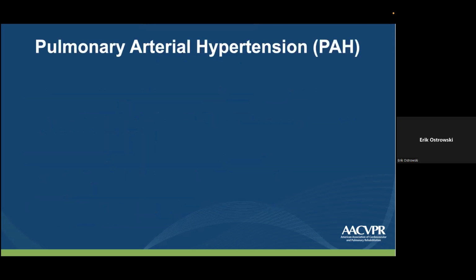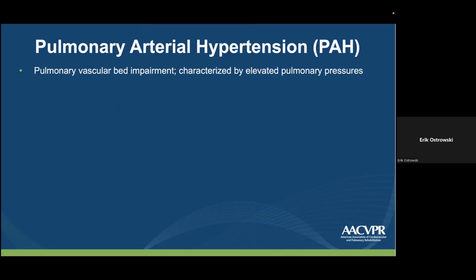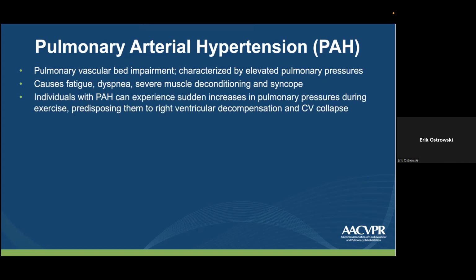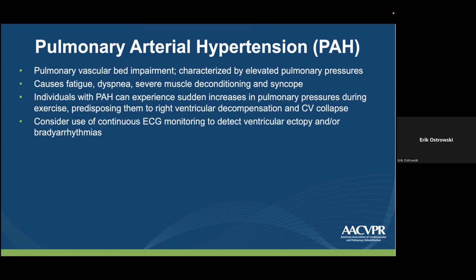Next is pulmonary arterial hypertension. So this is where a patient has pulmonary vascular bed impairment characterized by elevated pulmonary pressures. This causes fatigue, shortness of breath, muscle deconditioning, and syncope. Individuals with pulmonary arterial hypertension can experience sudden increases in pulmonary pressures during exercise, predisposing them to right ventricular decompensation and cardiovascular collapse. So we have to be very careful with our exercise intensity in this population.